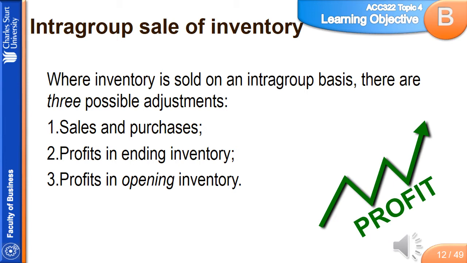So we're going to look at 2 and 3 over the next few slides, and just so you're aware, this text uses the perpetual system for accounting for inventory. We don't use the periodic system, and you may see that in some other textbooks, but for the prescribed text, company accounting, we will be using the perpetual system to account for inventory.